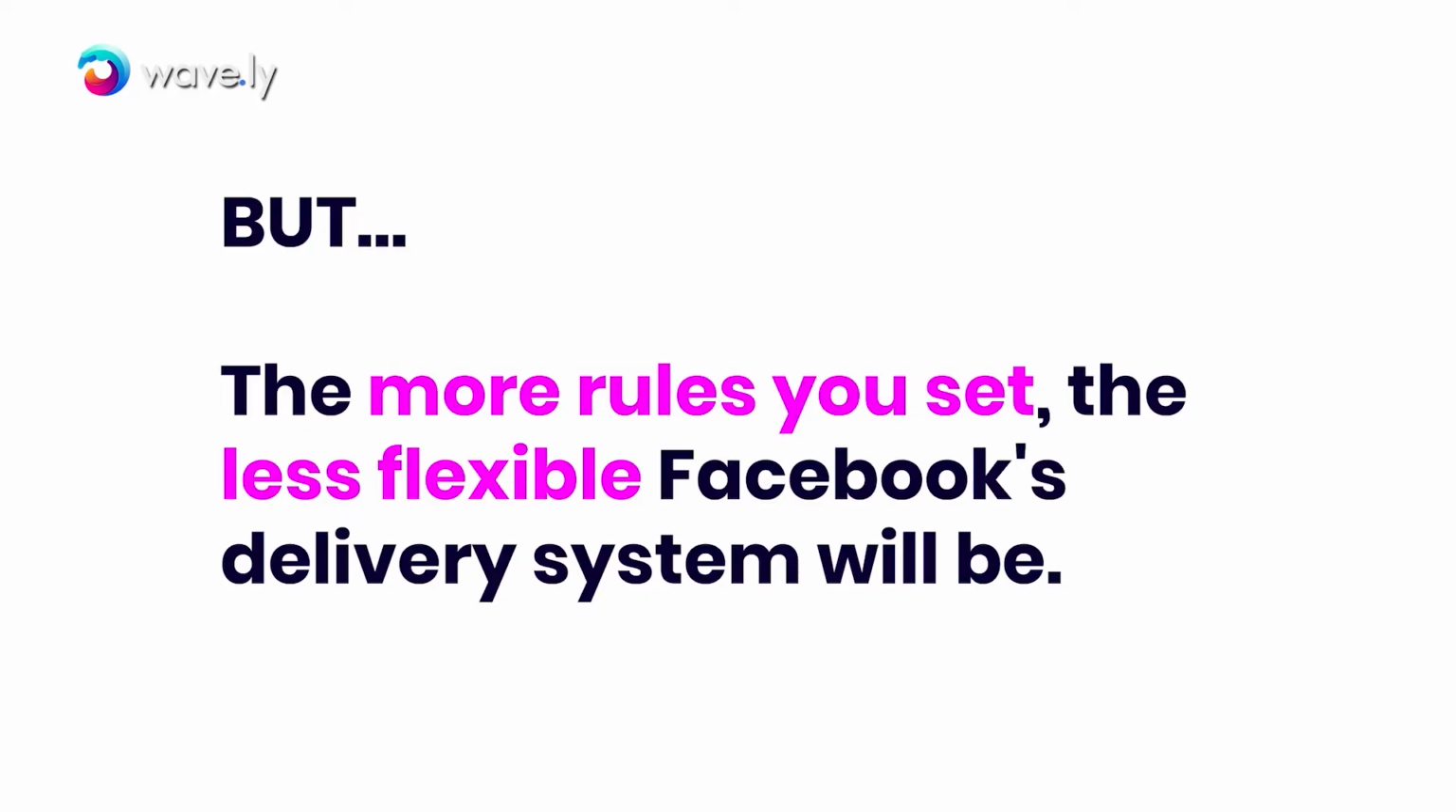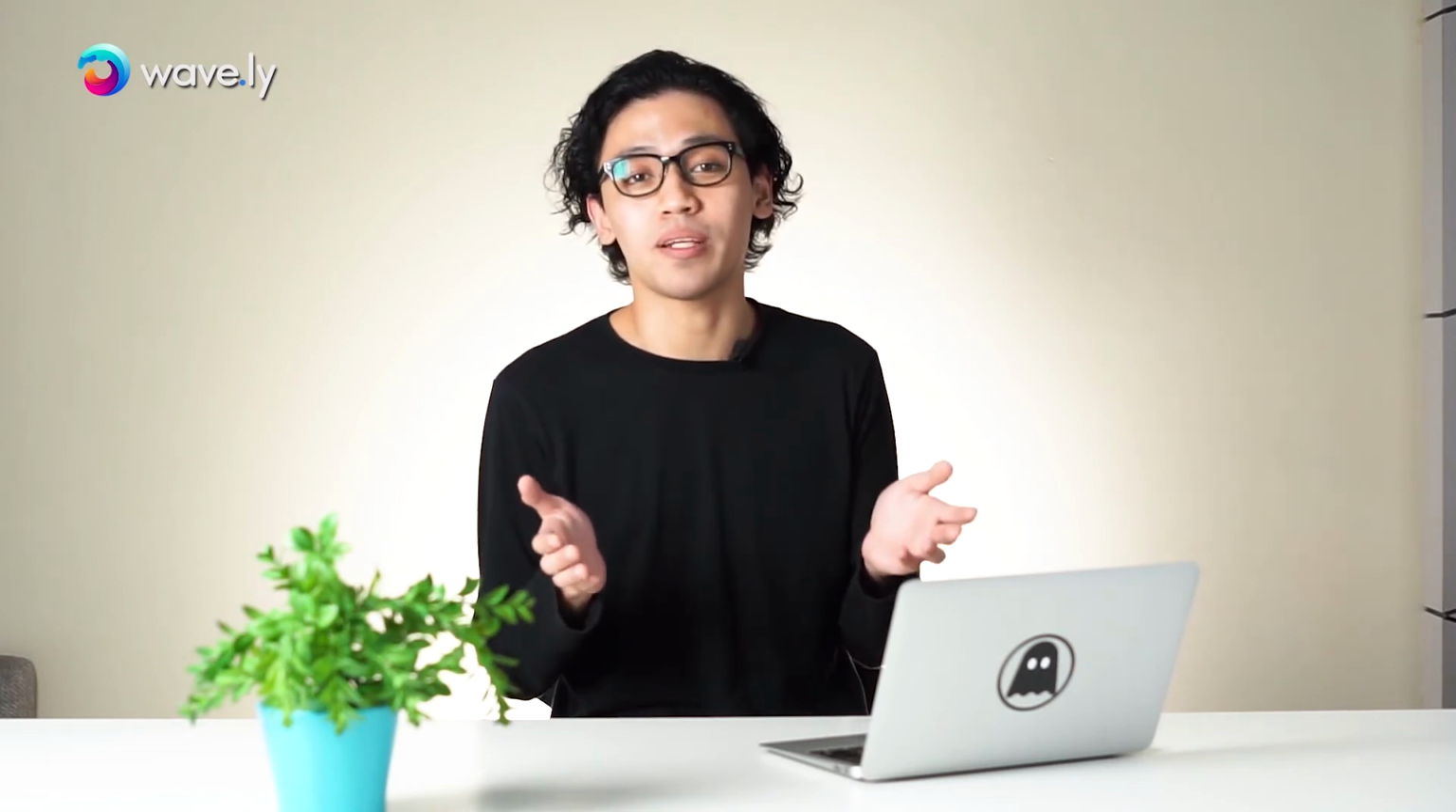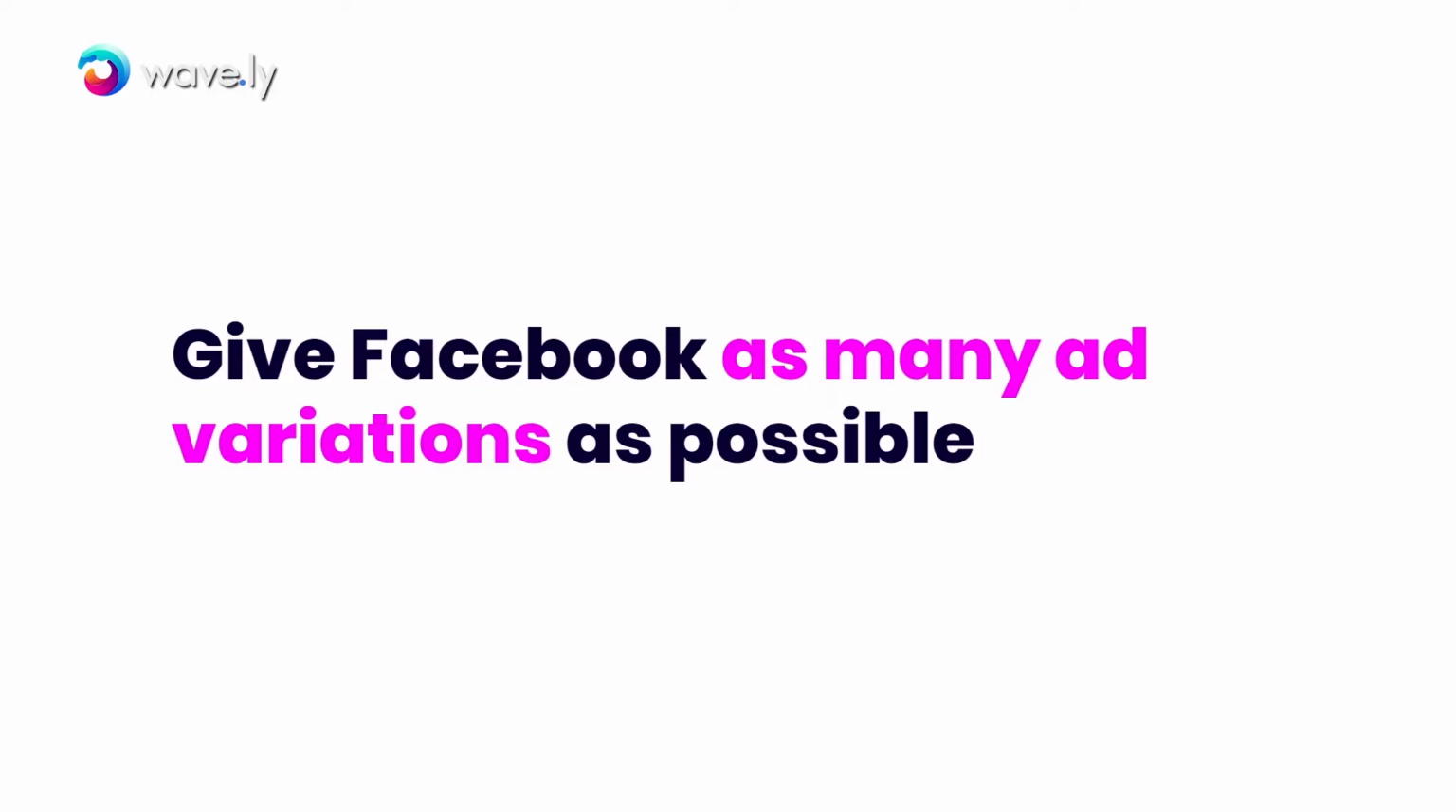But before you do that, you should be aware that if you do this, it will affect your CBO testing, because the more rules you set on specific ad sets, the less flexible Facebook's delivery system is going to be. Based on what we've learned from our own testing, here's what you should do instead if you want to maximize your testing with CBO. The first thing that you can do is give Facebook as many ad variations as possible.